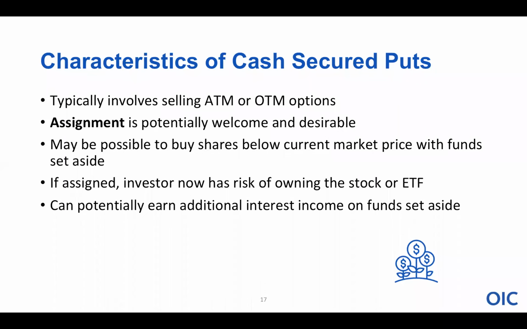So essentially, it's a proxy for earning more money than otherwise earned in a CD or money market. It involves selling an at-the-money or out-of-the-money put option. In this case, assignment is potentially welcome and desirable because by being assigned we're selling somebody the right. We sell a put, we're selling the right to sell shares. That owner of the put has the right to sell shares. By selling that put, we are obligated to buy shares from that person should the shares go south. It's possible that we could buy shares below the current market price, and we'll have to set aside funds to securitize that in case that happens.